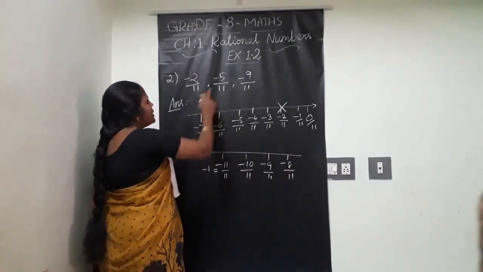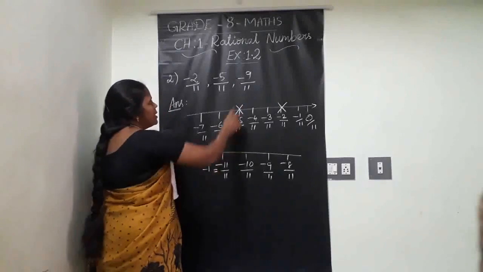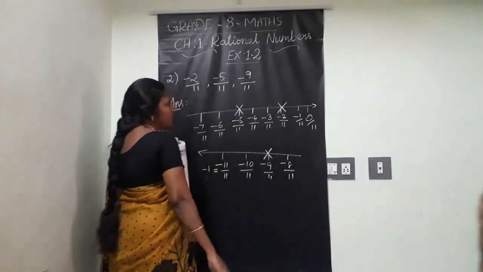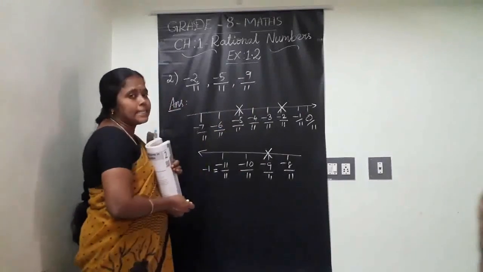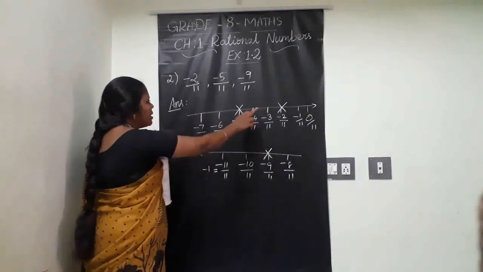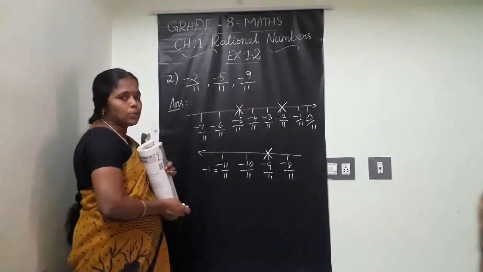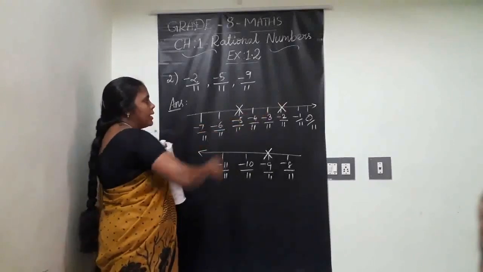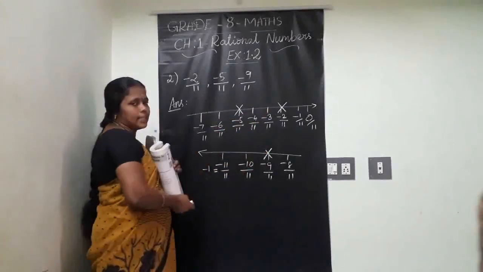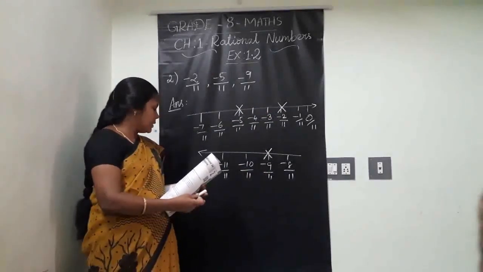Clear? Minus 5 by 11. Where does this one come? So, indicate like this. Minus 9 by 11, here. Clear children? This is a way of representing rational numbers on the number line. Again, I am telling, here I can't extend the number line continuously. But in your classwork note, you can extend this line in a bigger way and make all of this in one line itself. Clear? See next, third question, what they are telling.